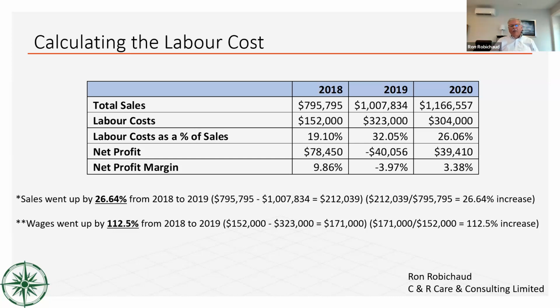If we just look at the numbers, well, okay, our sales went up by 700 from 795 to 1 million. Sure, our labor cost is going to go up, but as a percentage of sale, when you start calculating percentages, it gives you a very good picture of what's going on. So we need to convert things into percentages.